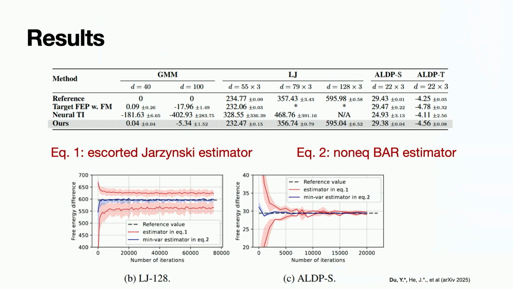And just a little bit of something more qualitative. In the figure we can look at, the black dashed line is the reference value, the ground truth, and the two right curves are the two-sided Jarzynski estimator, and the blue one is what we use, the Bar estimator. You can see it converges very fast, and the x-axis is the number of training iterations, right?